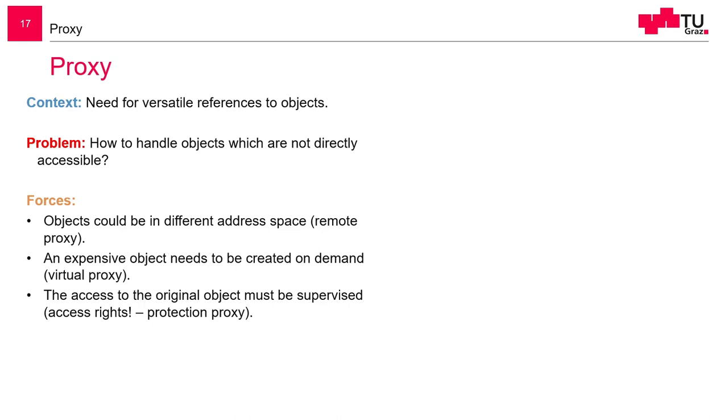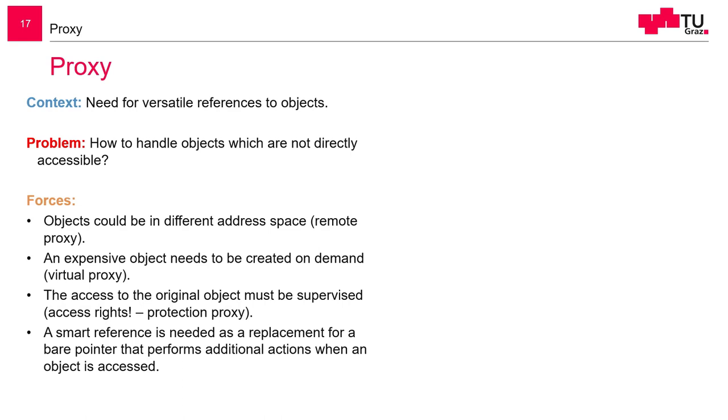Or we want to check the access rights of objects. Can every object be accessed by all our threads in our application? Or maybe we want to restrict our access rights. Also, proxies can be used as smart references, for example, smart pointers or unique pointers. So they should behave like pointers, but have some additional semantics behind them.